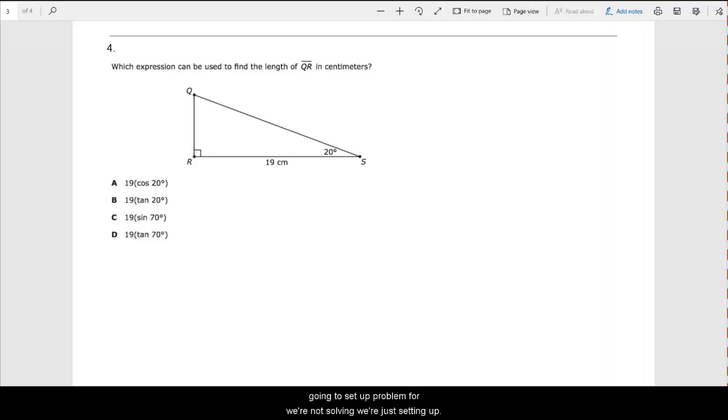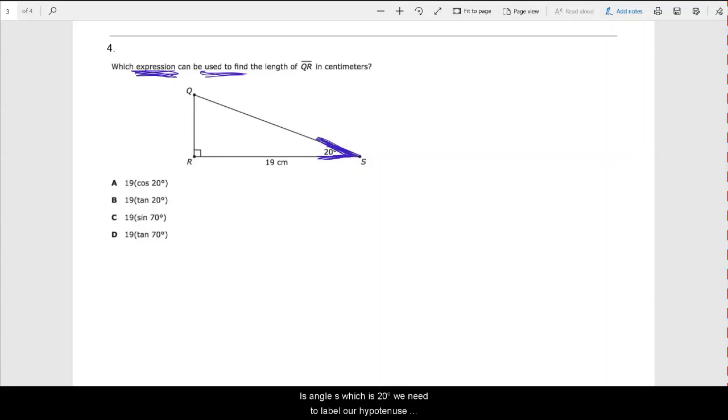Moving right along, we're going to set up problem 4. We're not solving, we're just setting up. So the question is asking which expression we can use to find the length of line segment QR in centimeters. So we're only caring about the expression, the one that's used to find it. Let's go ahead and look at the angles we're given. We are given a 90-degree angle and a 20-degree angle. So the angle we're going to focus our attention on is angle S, which is 20 degrees.